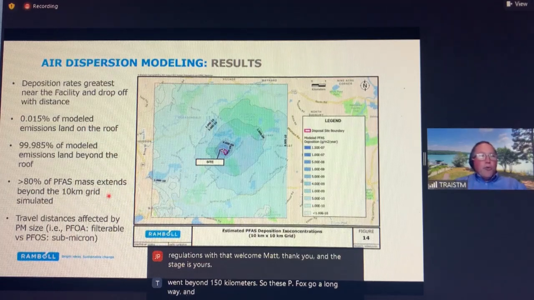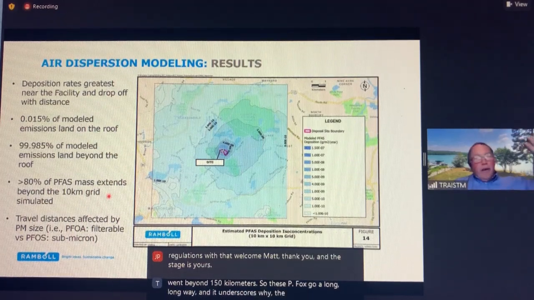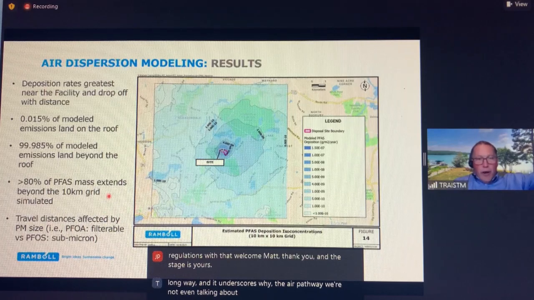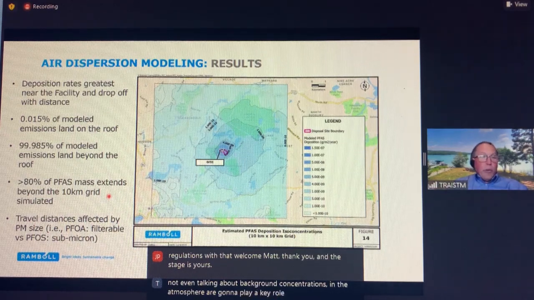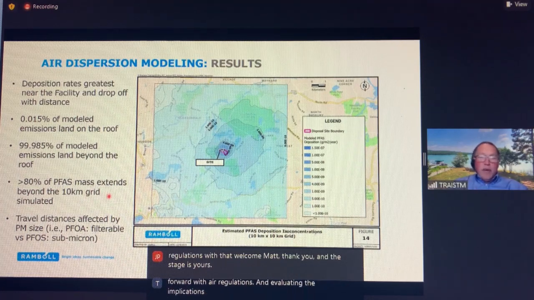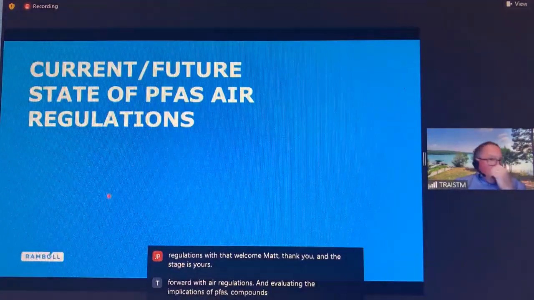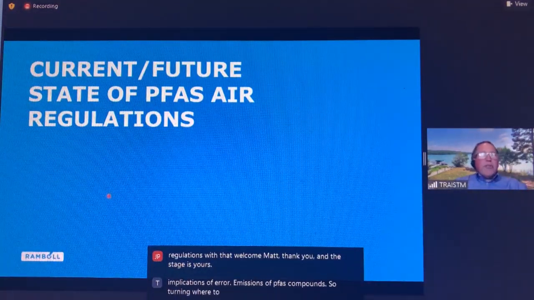And it underscores why the air pathway, and we're not even talking about background concentrations in the atmosphere, is going to play a key role as we move forward with air regulations and evaluating the implications of air emissions of PFAS compounds. So turning quickly to the current state of regulation.